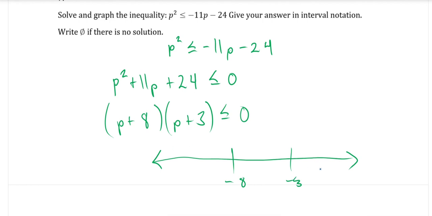If I plug in 0, I wind up with a positive times a positive. That's going to be positive here. And these each have multiplicity 1, so we're going to change sign across every single critical value. The question is, where is it less than or equal to 0, meaning where is it negative? It'll be equal to 0 at these endpoints, and it'll be less than 0 between them. So we would say that the solution would be between -8 and -3 inclusively.